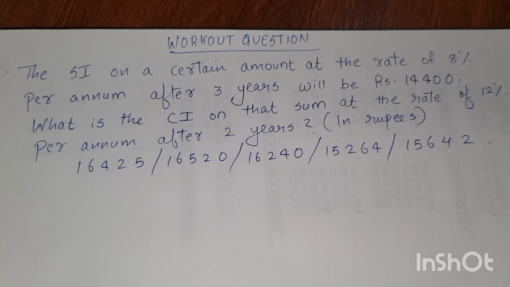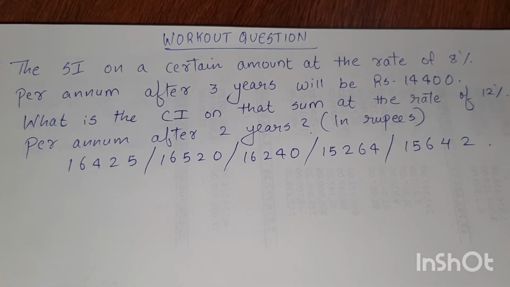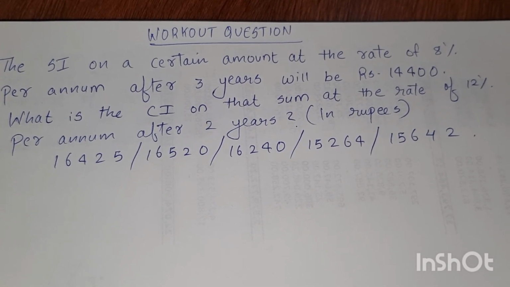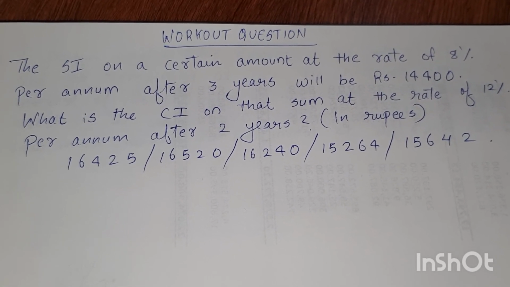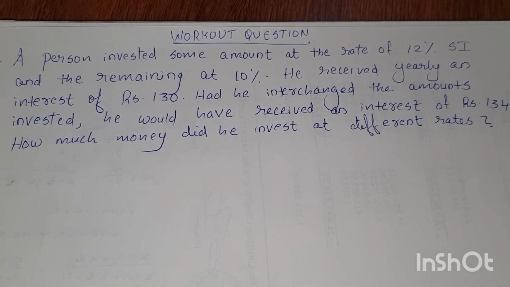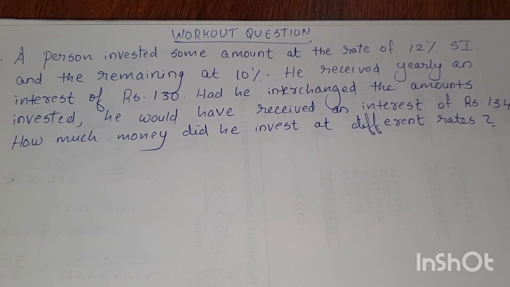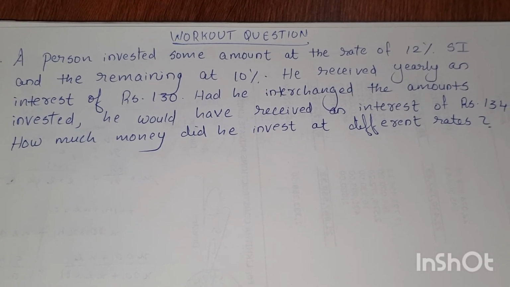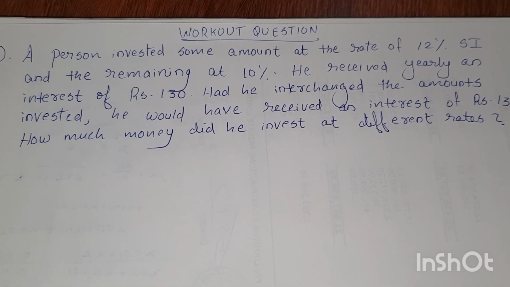Going to the workout questions. First one: the simple interest on a certain amount at the rate of 8% per annum after 3 years will be rupees 14,400. What is the compound interest on that sum at the rate of 12% per annum after 2 years? And these are the options. Next workout question: a person invested some amount at the rate of 12% simple interest and the remaining at 10%. He received yearly an interest of rupees 130. Had he interchanged the amounts invested, he would have received an interest of rupees 134. How much money did he invest at different rates?